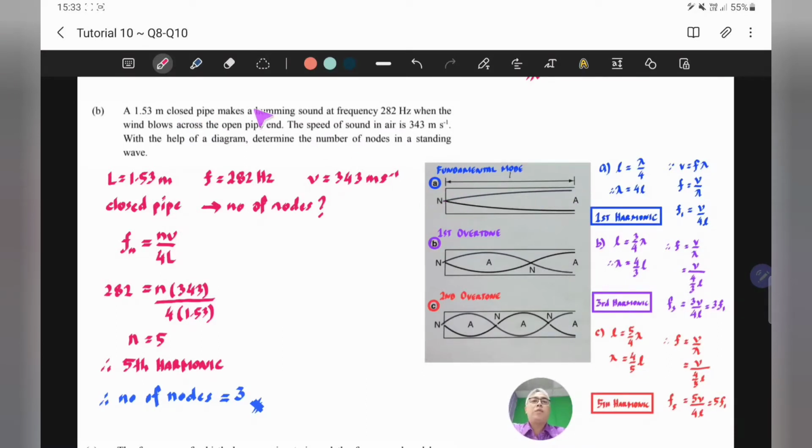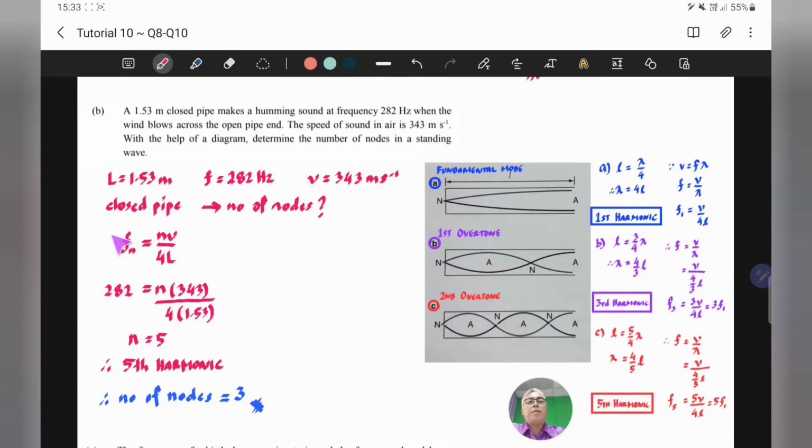All right, first, as usual, we find the info given in the question. A 1.53 meters closed pipe: this is the length of the pipe, L, which is 1.53. The frequency of sound is given already, which is 282 Hertz, blowing across the open side. And the speed of sound wave is given already, which is 343 meters per second. With the help of a diagram, determine the number of nodes in the standing wave.